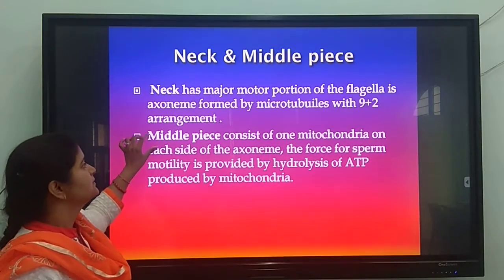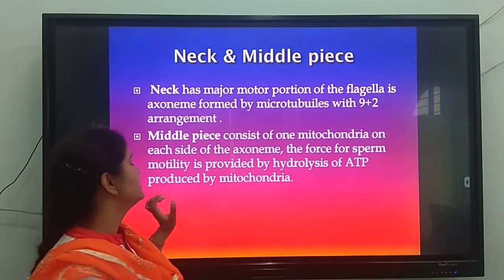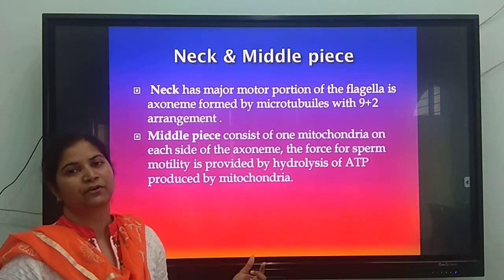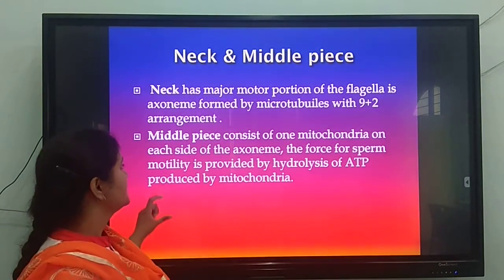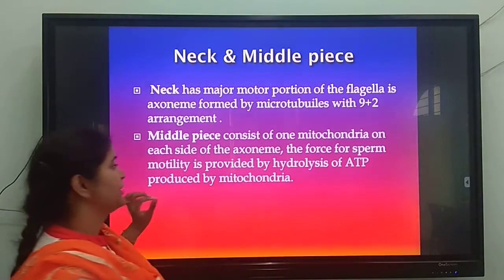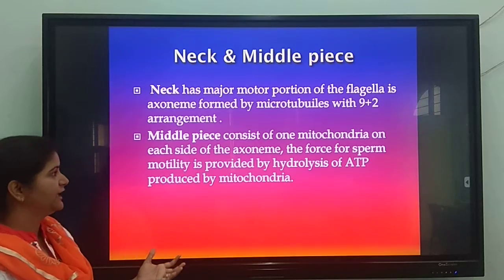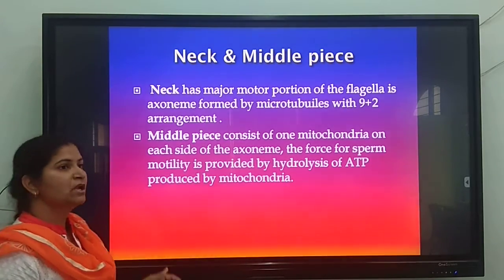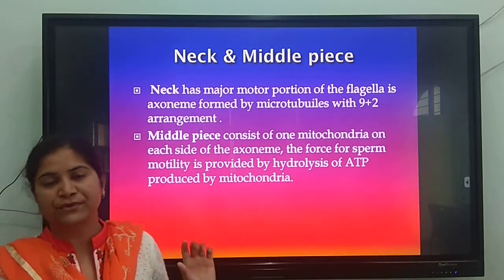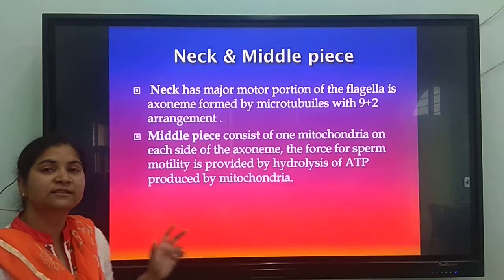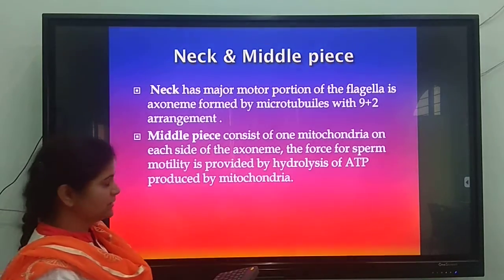Now middle piece. Middle piece consists of one mitochondria on each of the side, so a bunch of mitochondria is present in the middle piece of the axoneme, and this generates the force for the sperm motility, provided by the hydrolysis of ATP produced by mitochondria. So mitochondria, as you know, is the powerhouse of it. There are large number of mitochondria present in the middle piece of the sperm.